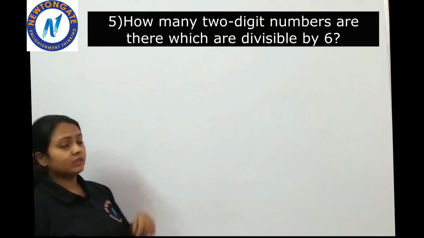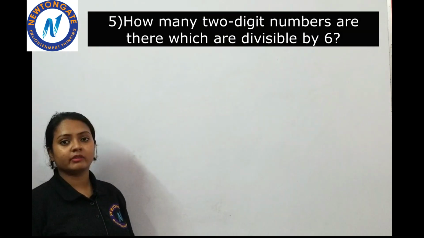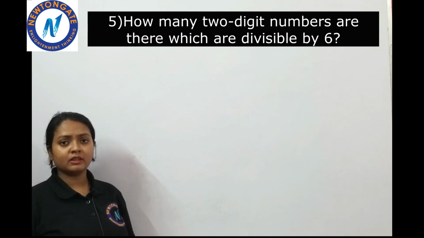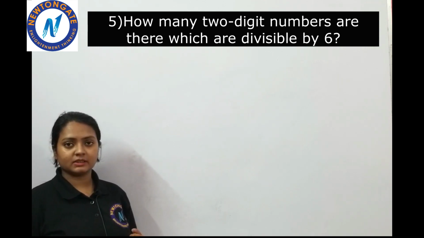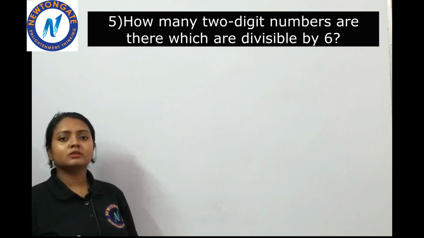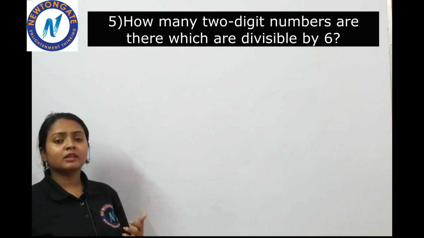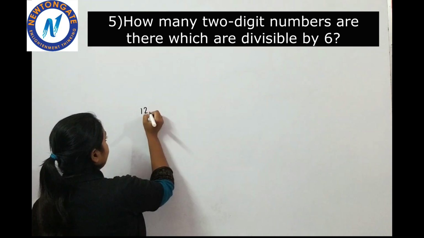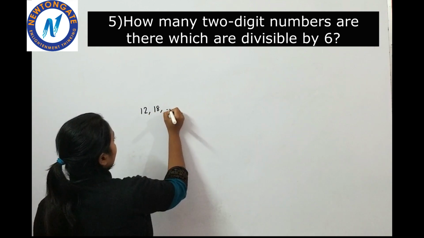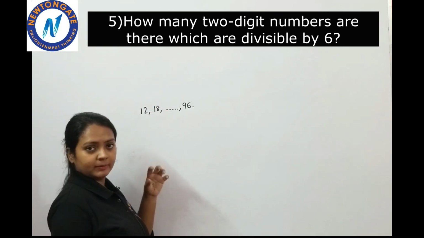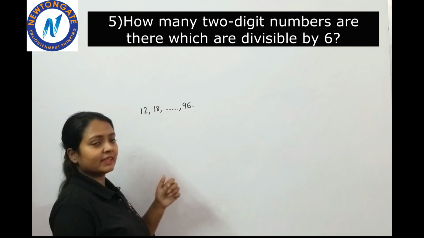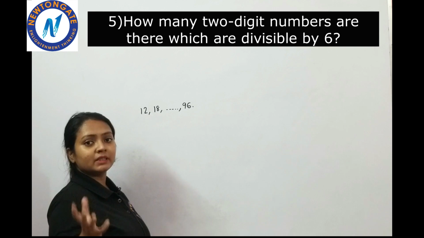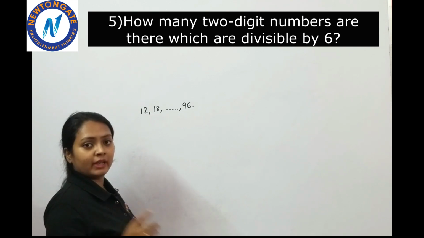Okay. This is our next question, question number 5. In this question, we will find how many 2-digit numbers are there which are divisible by 6. Right? The 2-digit numbers divisible by 6 start from 12, 18, and the last 2-digit number which is divisible by 6 is 96. Now we will find how many numbers are there. That means the value of n.